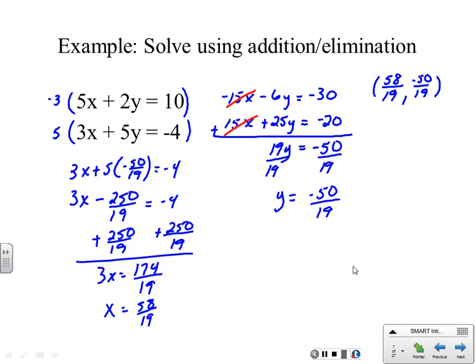Anything else? So again, fractions are possible, but you have your calculator, so you can deal with it. It's fine.